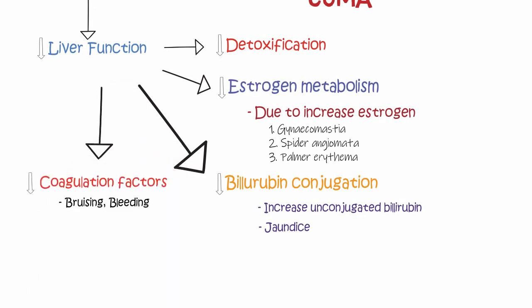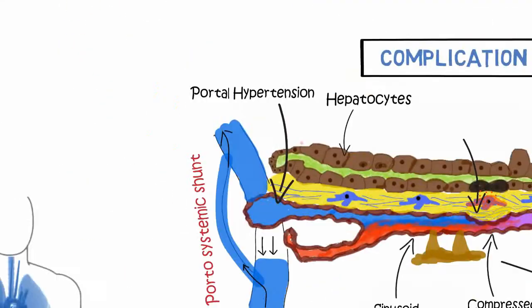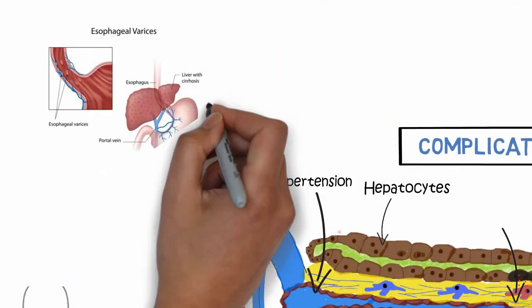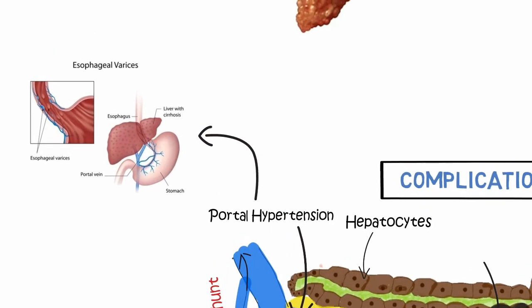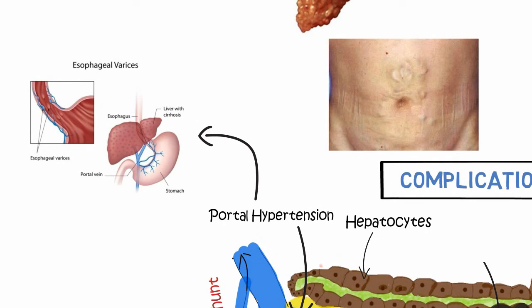Bruising and bleeding result from the decreased production of coagulation factors, and there are also several coagulation issues that occur during any injury. Esophageal varices also result from the dilation of the superficial veins lining the esophageal mucosa due to portal hypertension. Caput medusae are dilated periumbilical collateral veins due to portal hypertension.